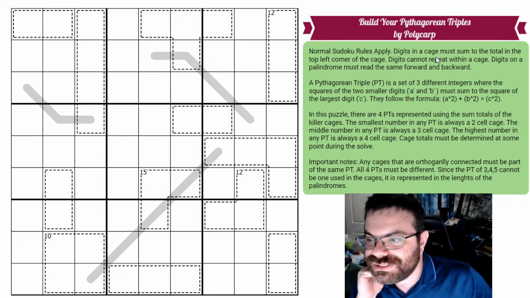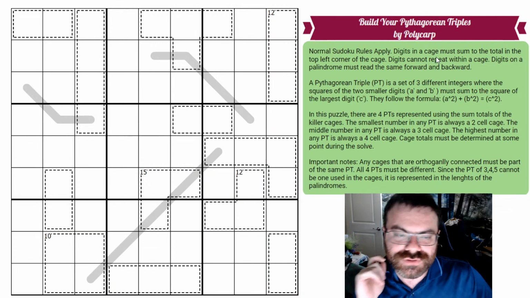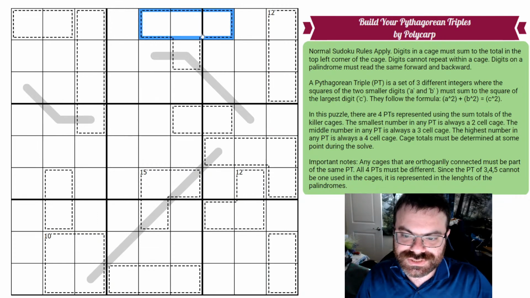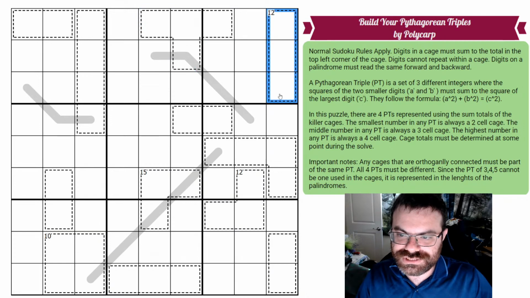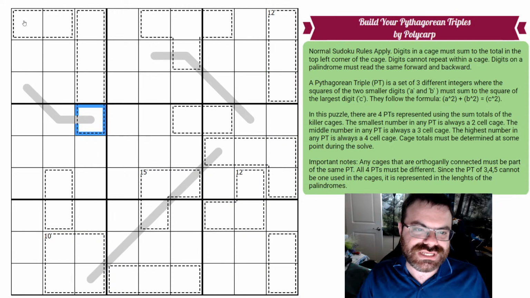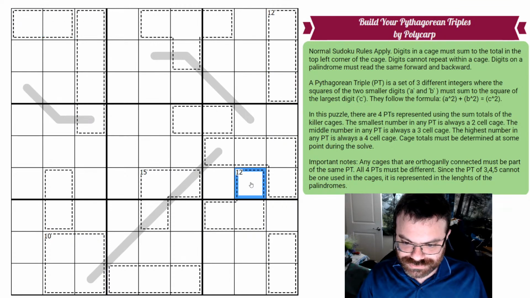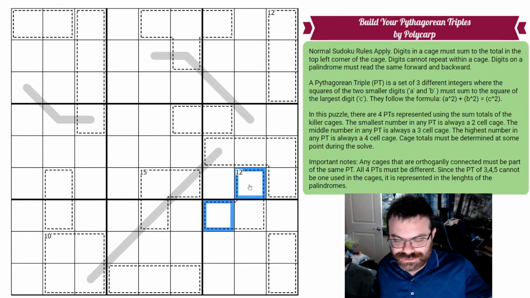Digits in a cage must sum to the total in the top left corner of the cage. Digits can't repeat in a cage. So we have normal killer cages. In all these cages, if there's a number in the top left, the digits sum to that number. And digits can't repeat in a cage, so this digit can't be the same as this one. Or, that's not the same cage. Is there anything like this one here? These two can't be the same.